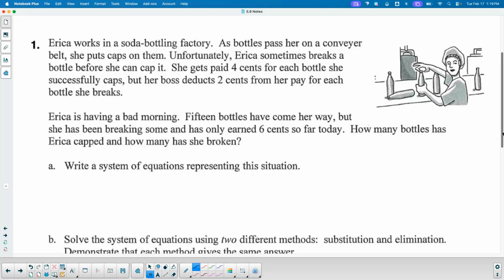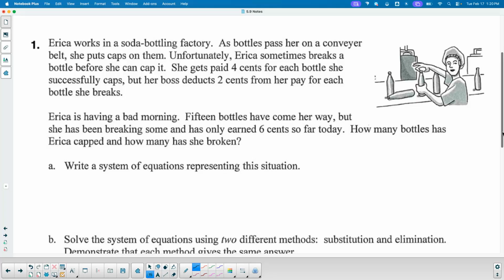Erica works in a soda bottling factory. As the bottles pass on her conveyor, she puts caps on them. Unfortunately, Erica breaks a bottle before she can cap it, sometimes. She gets paid 4 cents for each bottle she successfully caps, but her boss deducts 2 cents from her pay for each bottle that she breaks. Erica's having a bad morning. 15 bottles have come her way, but she has been breaking some and has only earned 6 cents so far today. How many bottles has Erica capped, and how many has she broken?